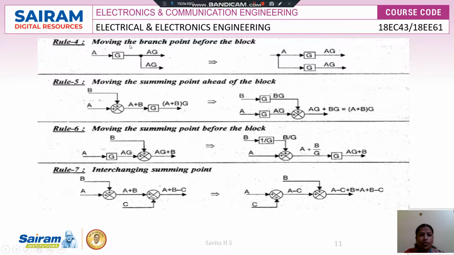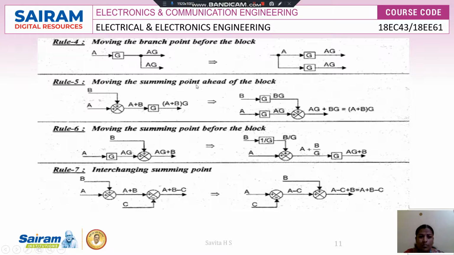Next, rule 4, moving the branch point before the block. Now I need to move the branch point before the block. This is the output I am getting, A G and A G. Now see, I am writing the same diagram once again, moving the branch before the block. If I write the block here, A is the input, A into G is the output, and here also the input is A only, and the output is A into G.